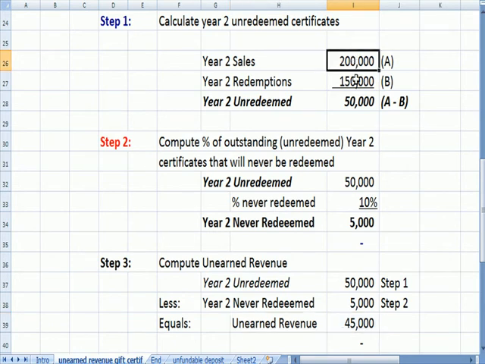So sales less redemptions equaled the unredeemed certificates, and then we took unredeemed and we multiplied it by 10% to get the year 2 unredeemed gift certificates that will never be turned in, and the net difference between the two of those is our unearned revenue.